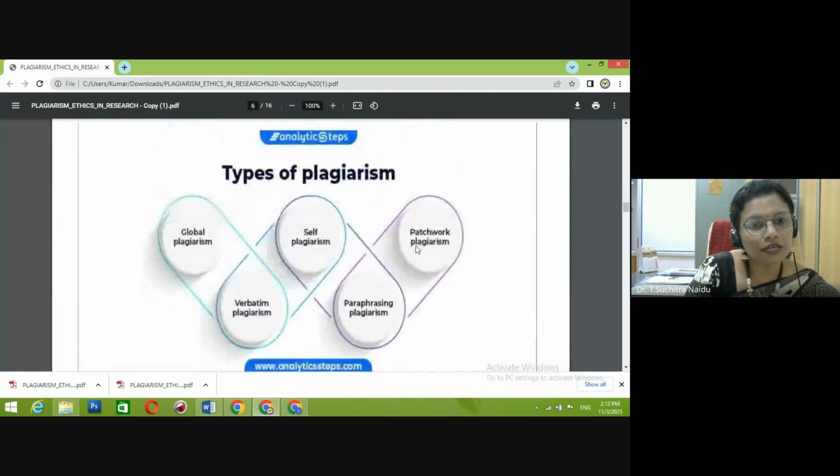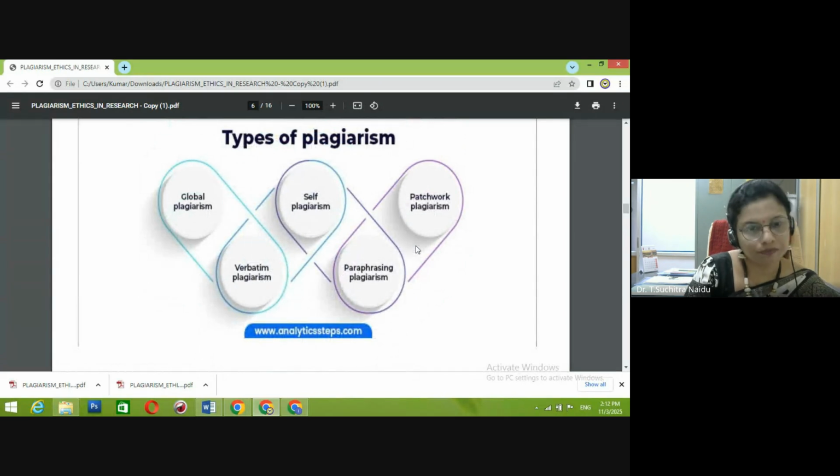And now coming to types of plagiarism. These are the most common types, but you have several other types also existing. Firstly, coming to global plagiarism. Now, what exactly is global plagiarism? It is nothing but claiming others' entire work in your own words, paraphrasing type. More or less, very much coinciding with each other.